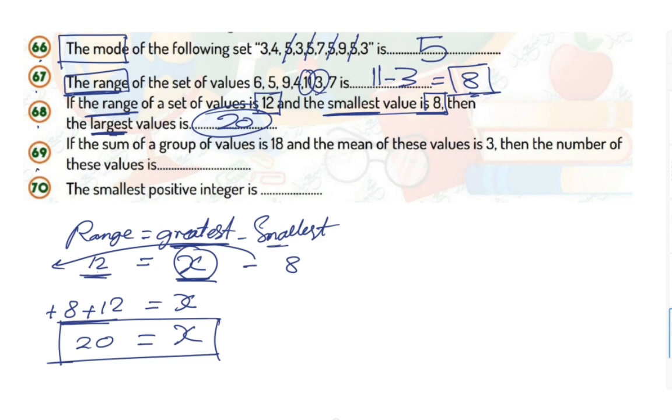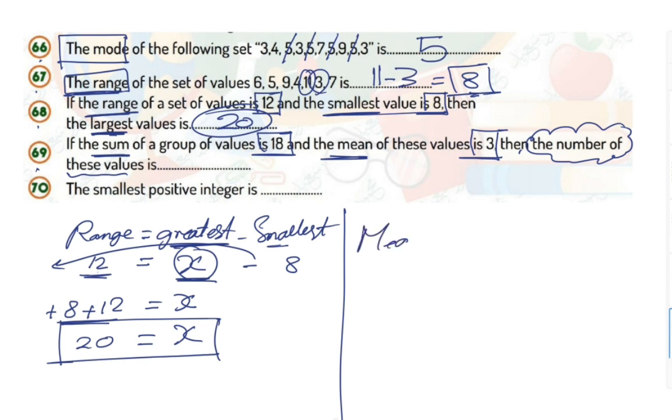Next point 69. If the sum of a group of values, he gave you what? The sum is 18 and the mean of these values is 3. So he gave you the sum of values and the mean of these values. Then he asks you about the number of these values. We have a rule for the mean. Mean equals the sum of values over the number of them.